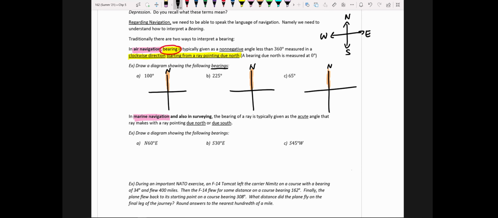100 degrees is 10 degrees past 90 degrees. So we land here. 225 degrees, that's going to be 90 plus 90 plus 45. We land here. 65 degrees, that is 25 degrees shy of a right angle. We're here.